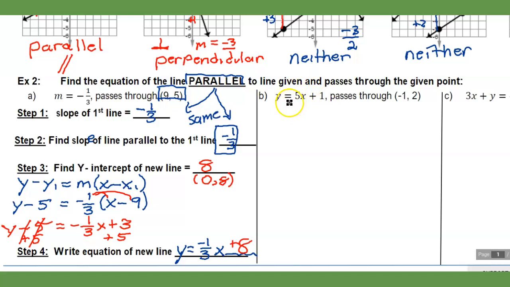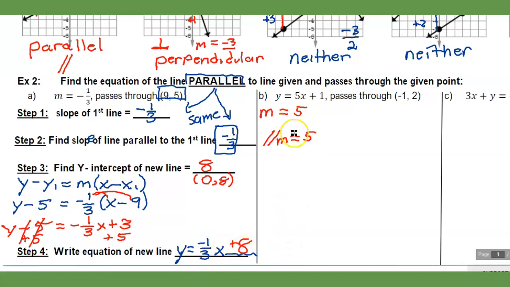So looking at letter B, it doesn't flat out say the slope is negative 1/3, m equals negative 1/3. It gives you the equation. So looking at the equation, what is the slope of that line? It's just 5. Okay. So that's step 1. Step 2, what's the slope of the, I'm going to write it like this, the parallel slope. That's also 5. Okay. And then next, find the equation of the line, and that's this part.